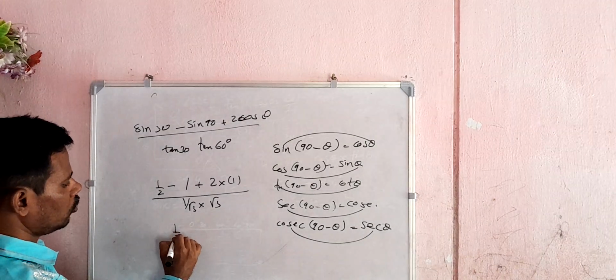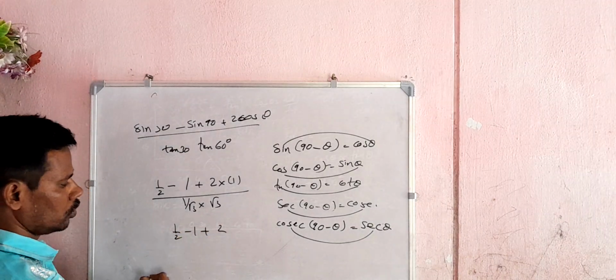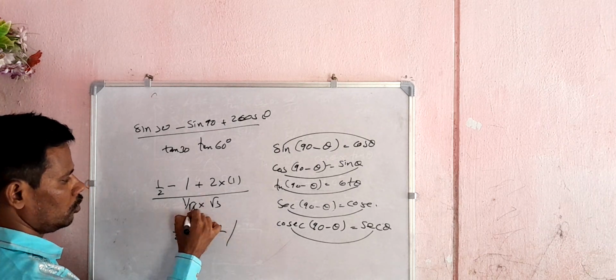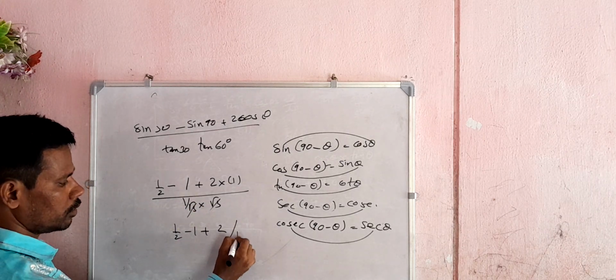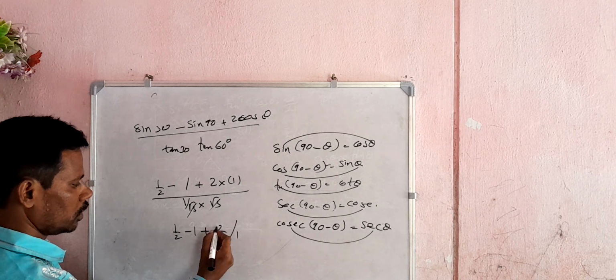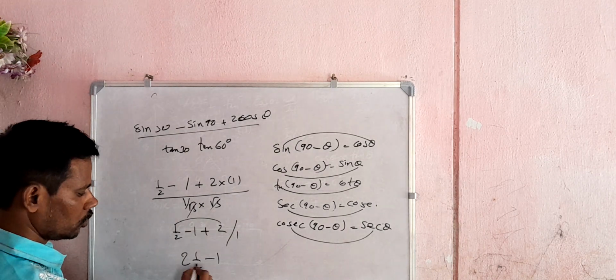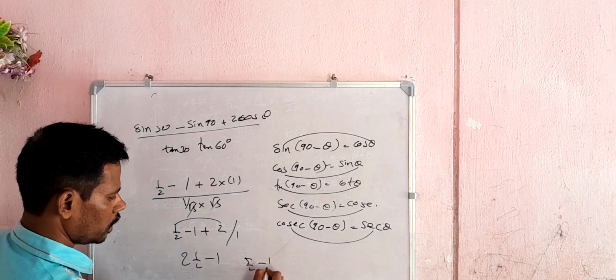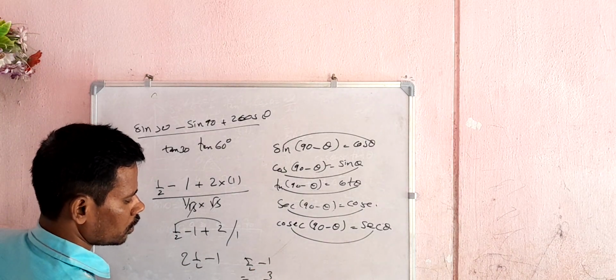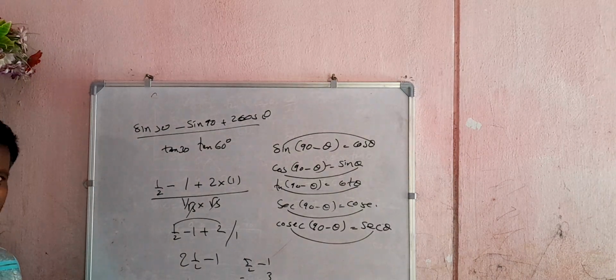So 1 by 2 minus 1 plus 2, by root 3 gets cancelled. Here the denominator is 1. Next, this is 2 plus 1 by 2 minus 1, which is 5 by 2 minus 1, which is 3 by 2.